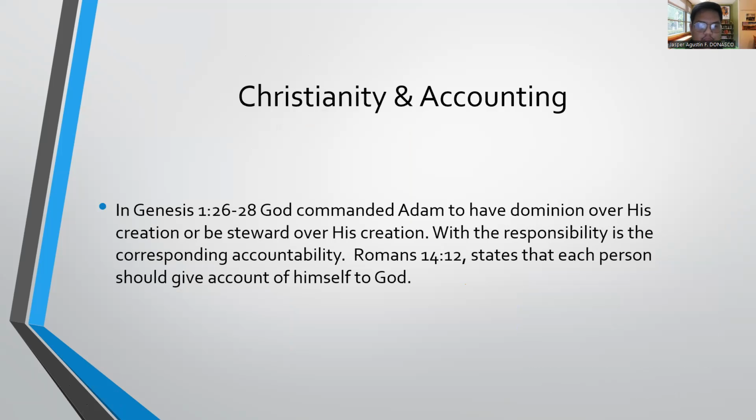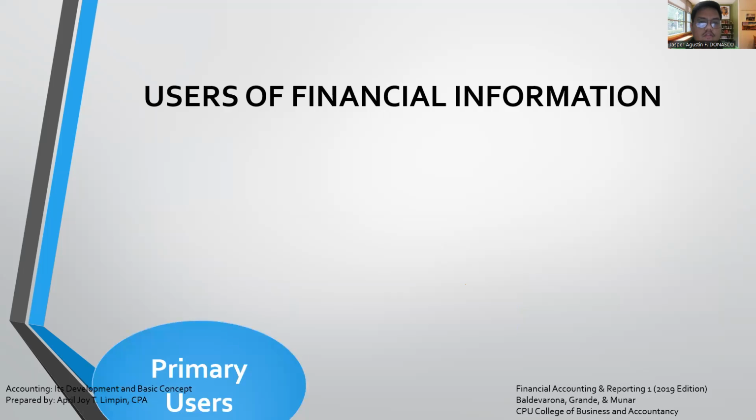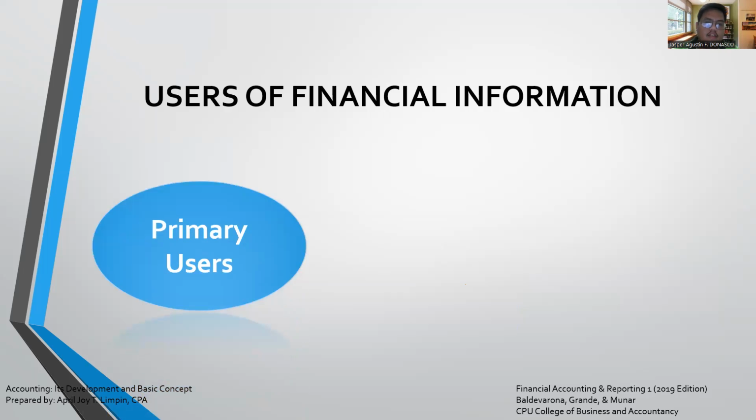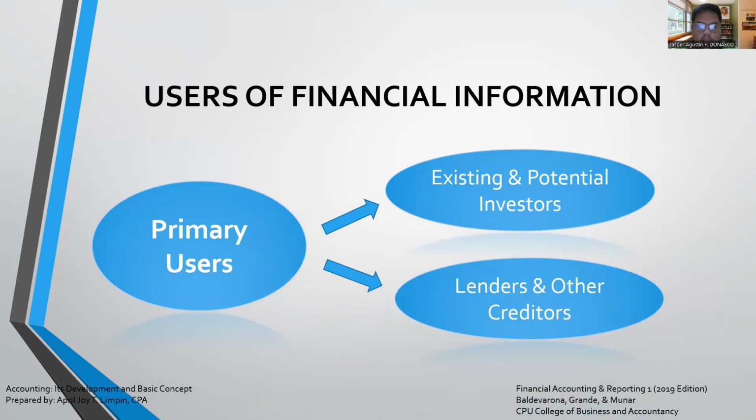So let's skip this. Let's go to the users of financial information. There are two types of users. First are the primary users, which include existing and potential investors, and lenders and other creditors. So how come these two users are considered as primary users?